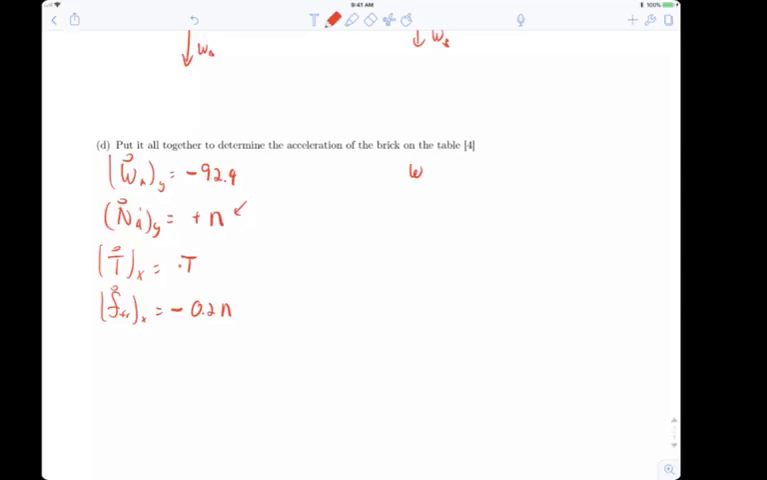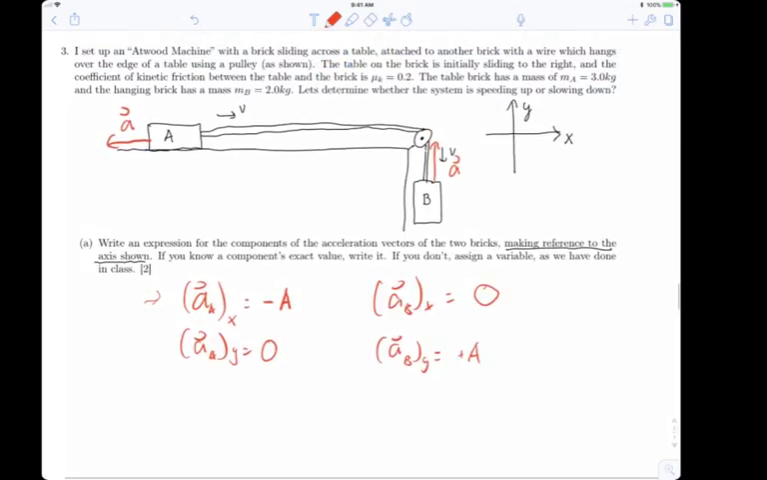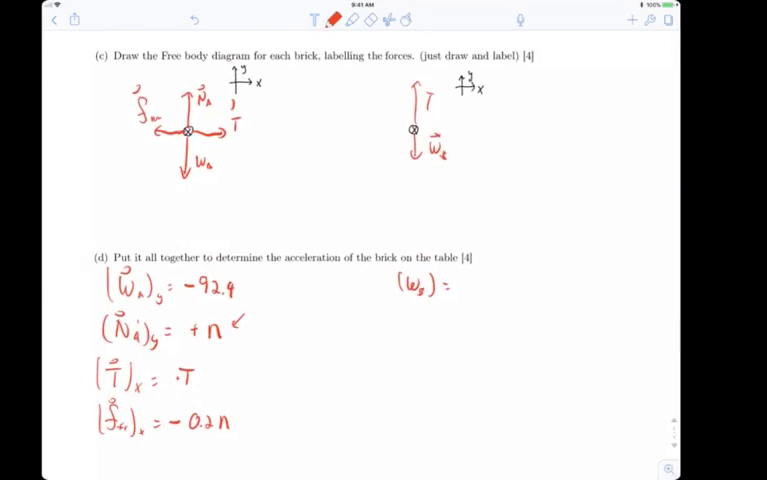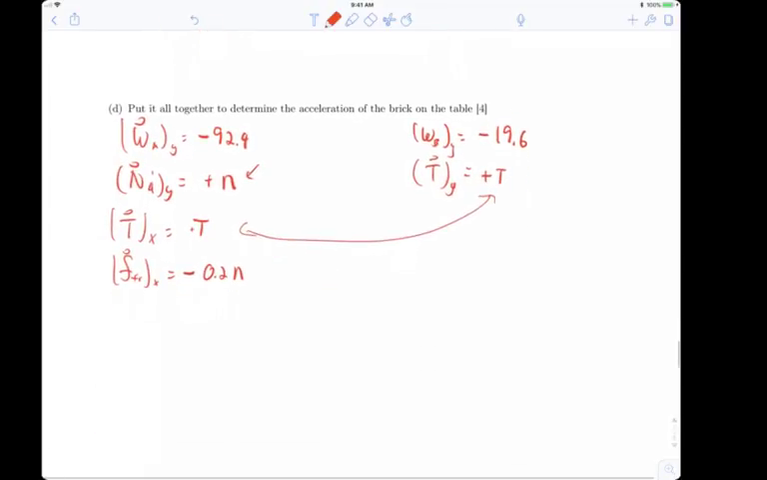All right, so the weight for object B, it's 2 kilograms, right? Yeah. 2 times 9.81, so it's going to be minus 19.6 newtons. The tension force, I don't know how big that is, but I do know it's in the y direction, plus T. I'm using the same variable for both of these. Now I put it all together.